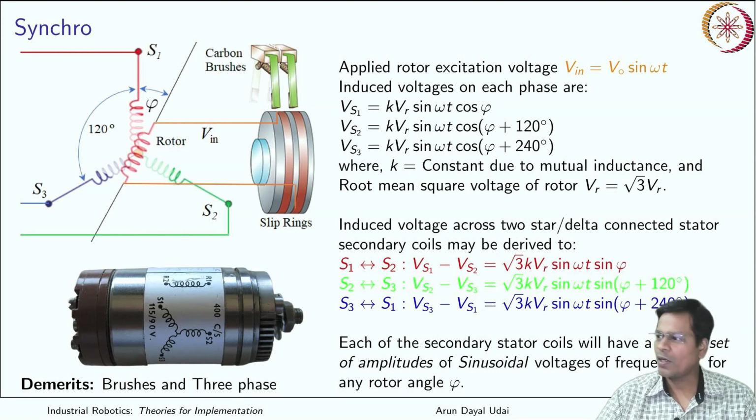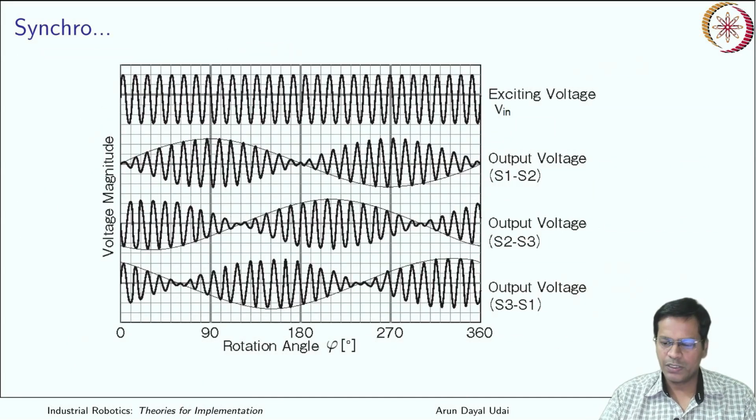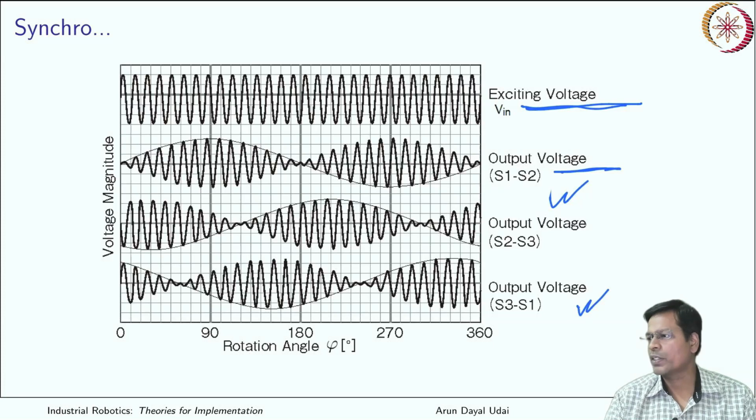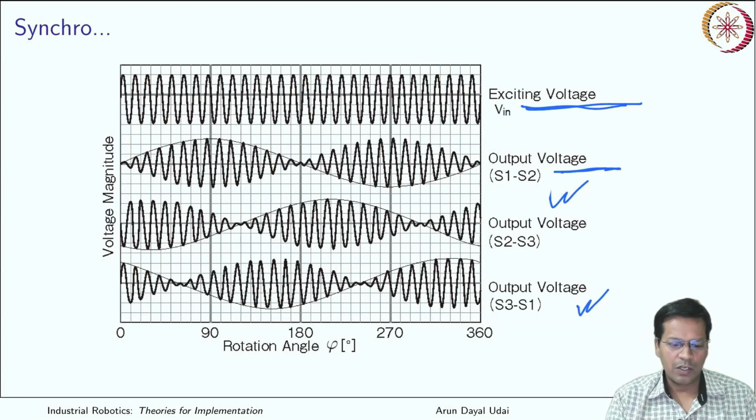Got it? Now I am back, so you can see me. This is the waveform which is coming out of a standard synchro. If this is your exciting voltage, output 1 will be something like this. If this is sine A, the next one will be sine A plus 120 degree, and the third one will be sine A plus 240 degree. This is how all the outputs are.